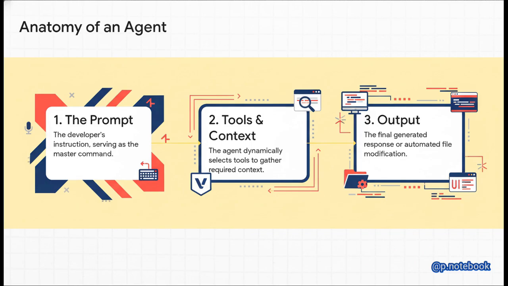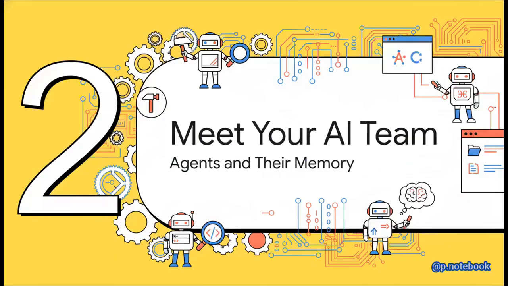First step is your prompt. That's your master command. Then, step 2, the agent gets smart. It figures out which tools it needs, maybe searching your workspace or running a command to get the right context. And finally, step 3, it delivers the goods. That could be code, a change in the UI, you name it.